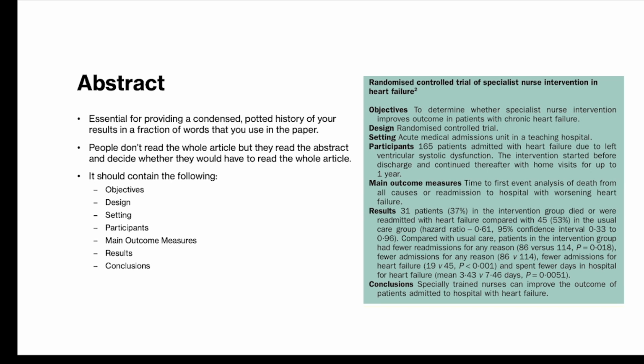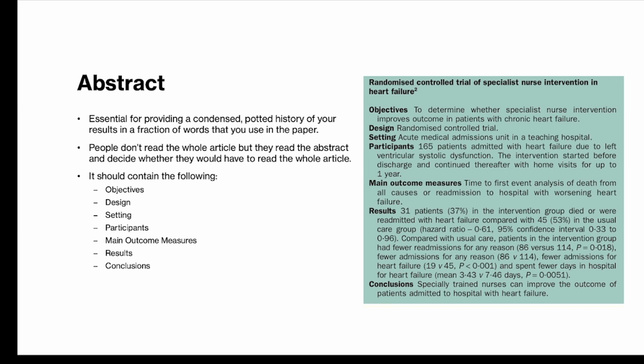So you have to really spend time structuring your abstract in such a way that it will capture the essence of your paper. At the same time, it will hook the readers to read the whole paper. People don't read the whole article. Usually, they read the abstract and decide whether they would have to read the whole article or not. That's very important, because as a researcher, you want your paper to be read. If you don't write it well, you fail to capture the audience you wanted to read the whole paper.